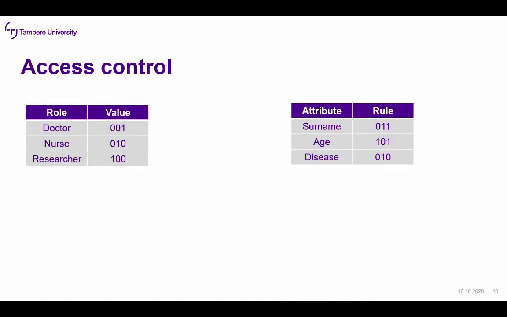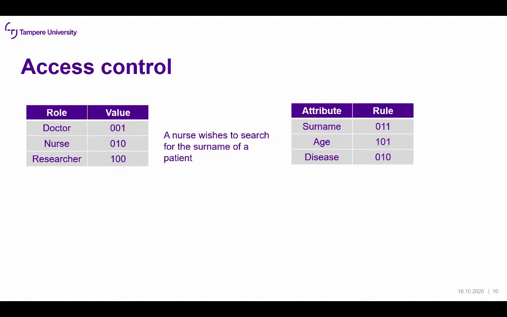To better understand what we're doing here, let's assume an example with three different roles: doctor, nurse, and researcher, and three different attributes: surname, age, and disease. Moreover, we assume that a nurse wishes to search for the surname of a patient.